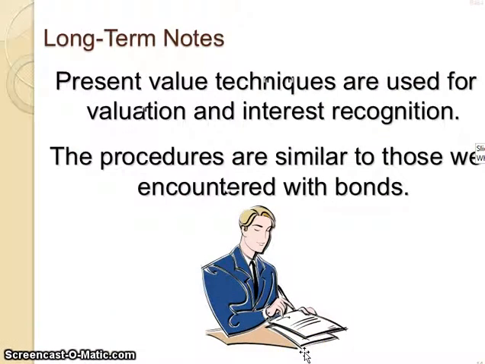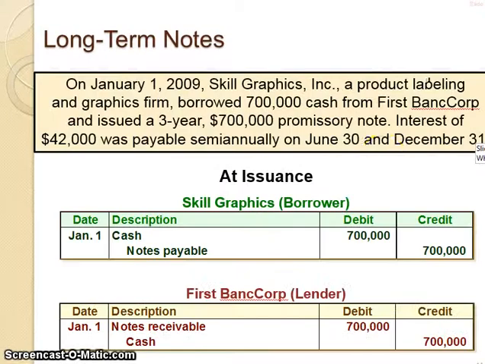All right, so let's move on to long-term notes, which actually are not a whole heck of a lot different than long-term bonds. Installment notes are, but regular long-term notes are very similar to bonds as far as journal entries and calculations go. So here's an example. We've got Skill Graphics. They really like these numbers. $700,000, 3 years, $42,000 with interest. You have the same journal entry: cash, notes payable instead of bonds payable, and on the lender side you've got notes receivable instead of investment, and cash.